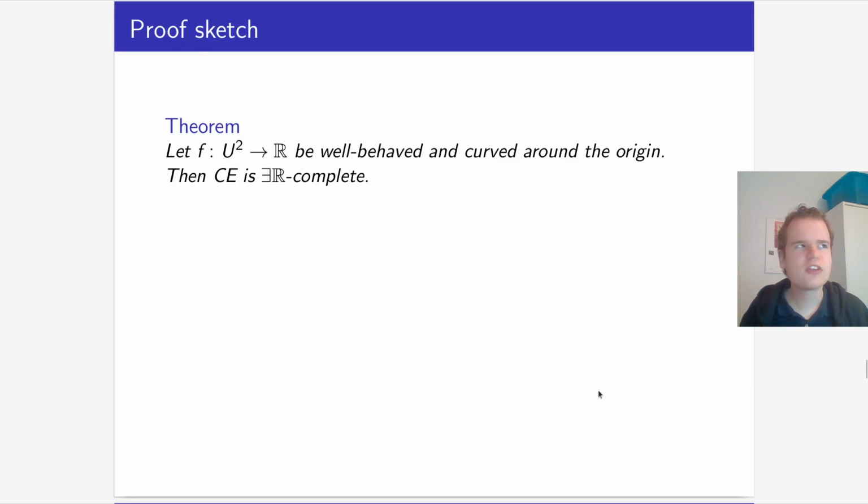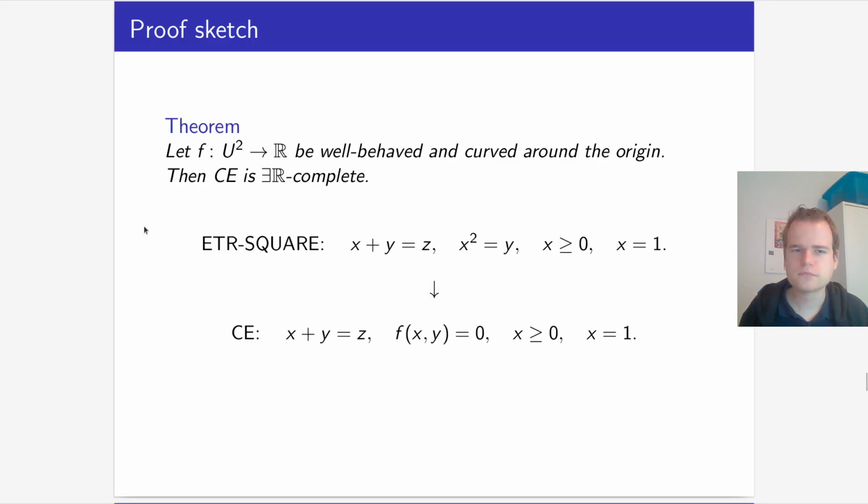Okay, so for the rest of this presentation, let me give a sketch of some of the main arguments used in the proof. I will only do this for the first theorem, where we have this curved equality problem. The idea is basically that we make a reduction from ETR square, the problem with this squaring constraint, to our new CE problem, the curved equality problem, where we have this more general constraint.